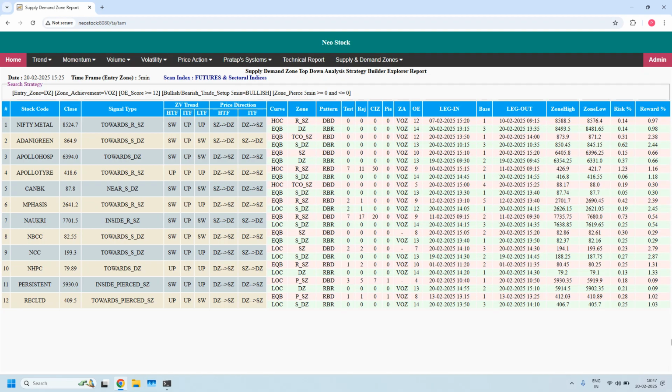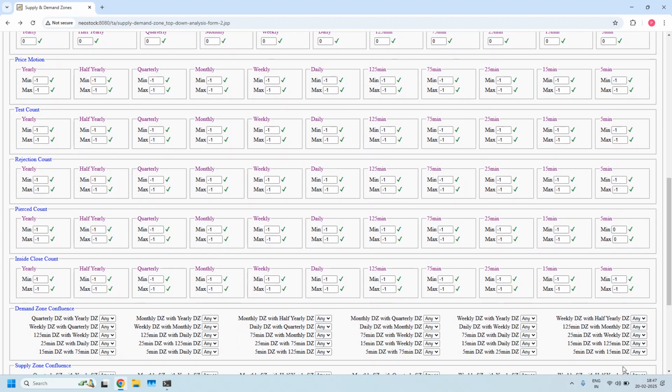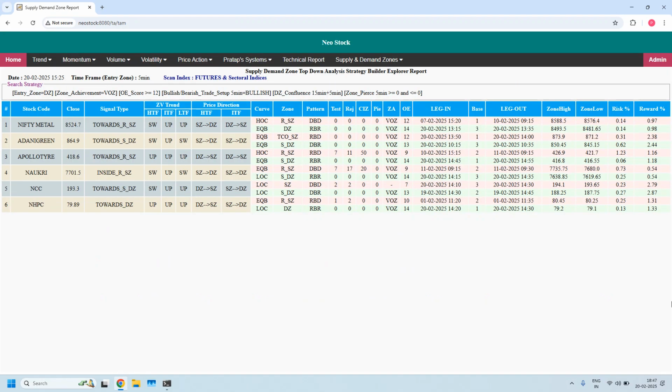First filter is LTF and ITF demand zone confluence. That is 5 minutes and 15 minutes demand zone confluence. I am enabling that filter. Okay, by setting this filter, we got 6 stocks. In all these 6 stocks, these 5 minutes demand zones are overlapped with 15 minutes demand zone. And 15 minutes trend is up in all these stocks. If any of the 15 minutes demand zone has daily EMA, then that stock could be even more high probability to get success. Let's verify.